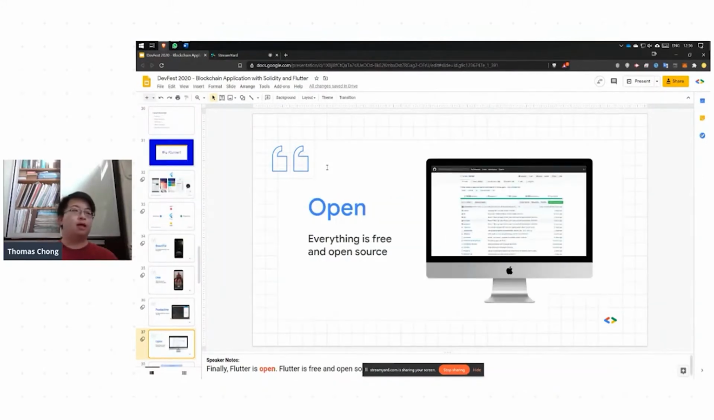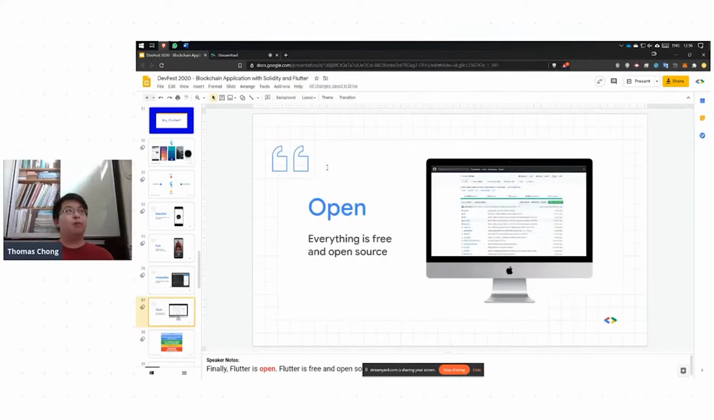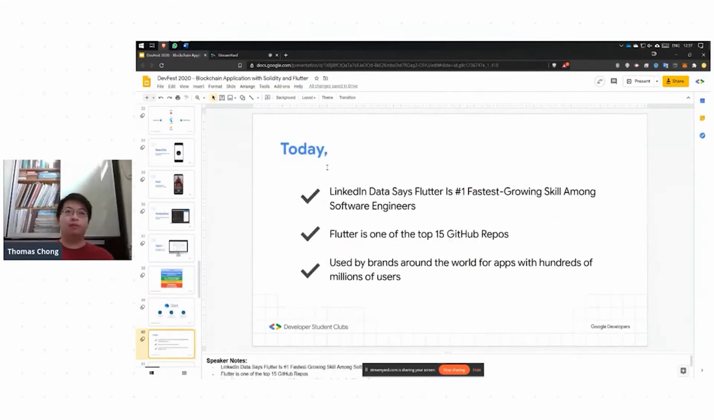And Flutter is open source, and its GitHub commits are, I think, in the global top 10. The community is really big, so more and more people are using Flutter. Maybe I will skip this here because of time.